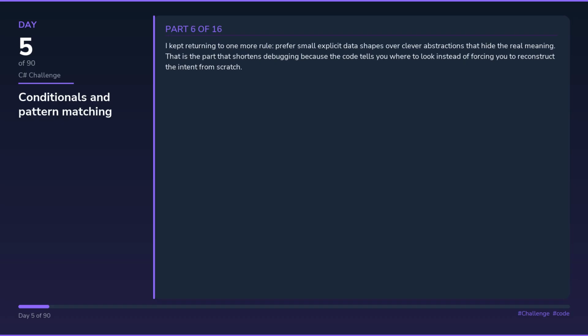I kept returning to one more rule: prefer small explicit data shapes over clever abstractions that hide the real meaning. That is the part that shortens debugging because the code tells you where to look instead of forcing you to reconstruct the intent from scratch. The predictable mistakes were using broad or vague types until the data model stops explaining itself and writing control flow that technically works but hides which states are actually valid. They look different on the surface, but both come from letting convenience win over clarity.